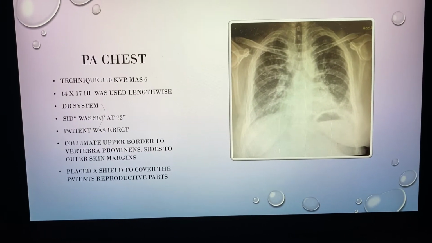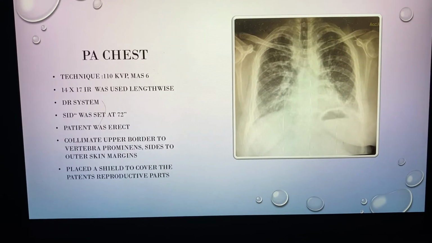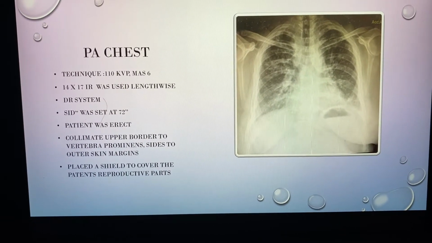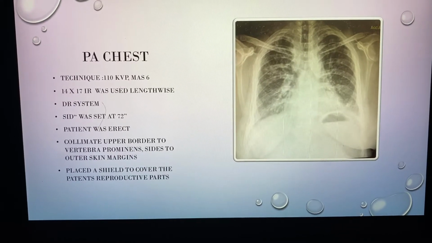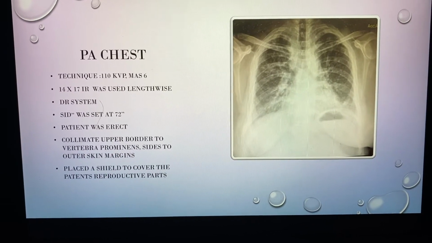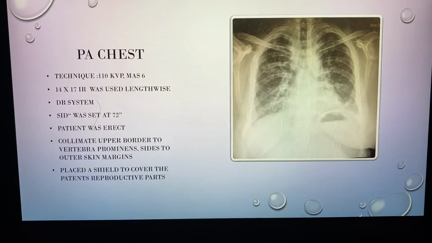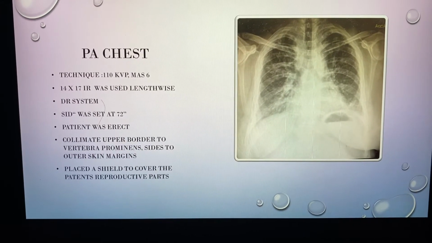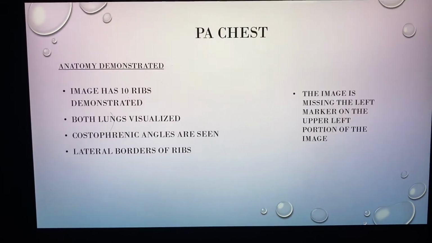So this is right here her PA chest. The technique was 110 kVp, mAs of 6, 14 by 17 IR was used lengthwise. It's a DR system. SID was at 72. Patient was standing. Collimation was the upper border to the vertebral prominence, side to the outer skin margins. I placed a shield to cover the patient's reproductive parts as well.